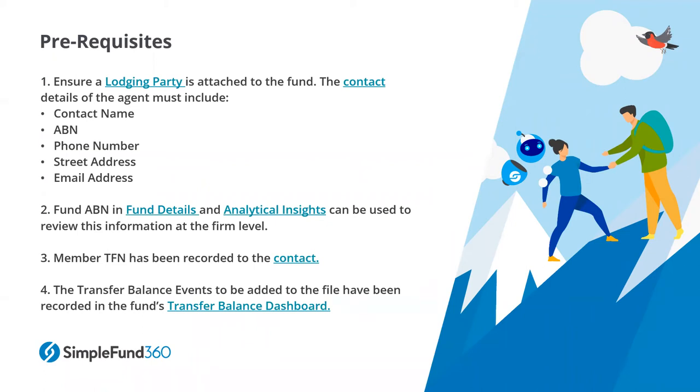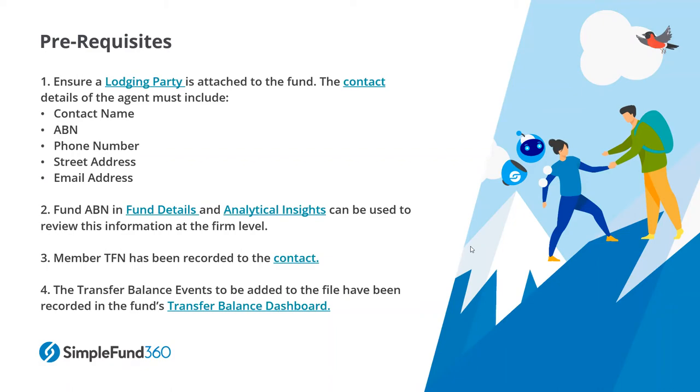The fund ABN needs to also be recorded in fund details, and you can actually use analytical insights to review this information at the firm level. My colleague Rocco ran a great webinar on this early this week, so feel free to check out that recording. Member TFNs need to also be recorded against the contacts. And of course, having the transfer balance events recorded in the transfer balance dashboard. Once this is done, the validation will pass. If the validation has failed, the error message will let you know the details of what is missing.